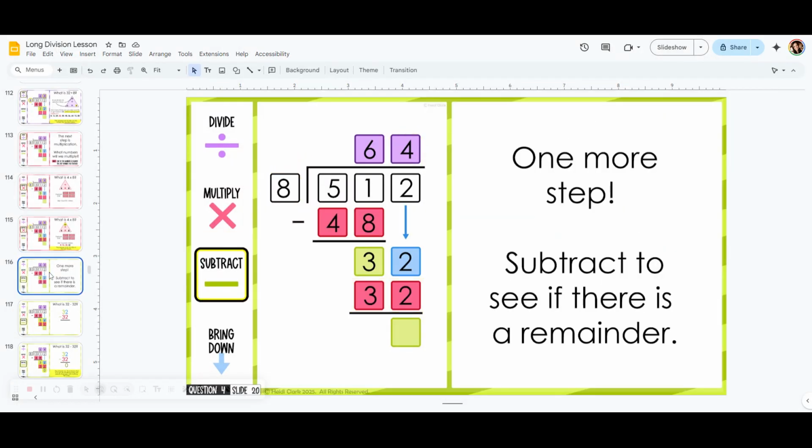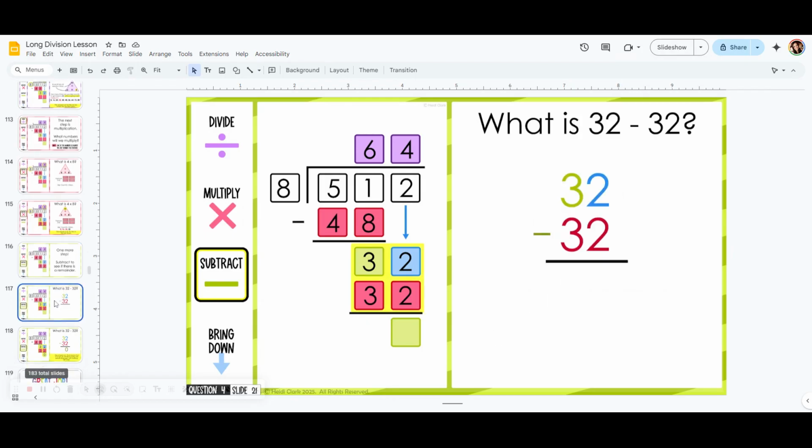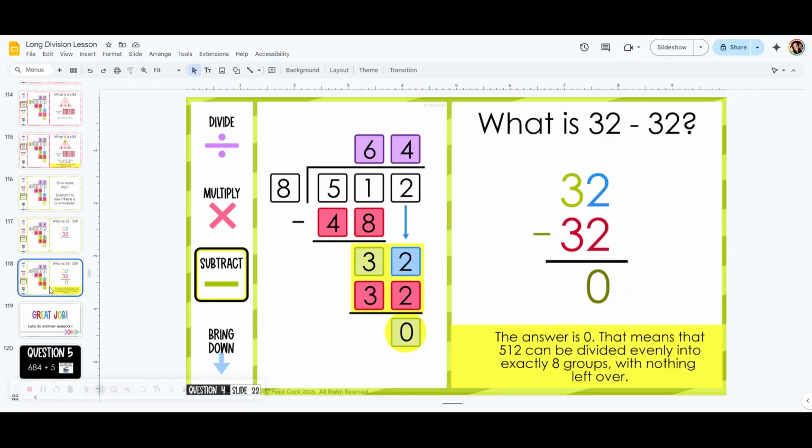One more step. Subtract to see if there is a remainder. 32 minus 32 is 0. And we're all finished. So since there's no remainder, that means that 512 can be divided evenly into exactly 8 groups with nothing left over. And it also means if you multiplied 64 times 8, you would get exactly 512.